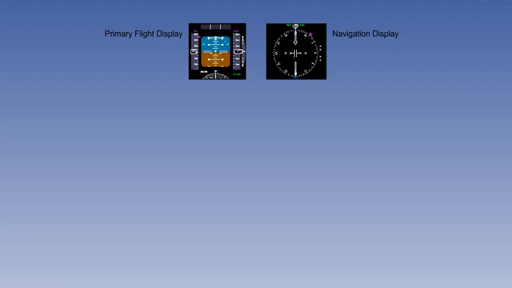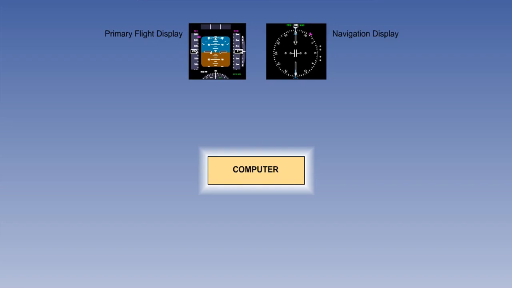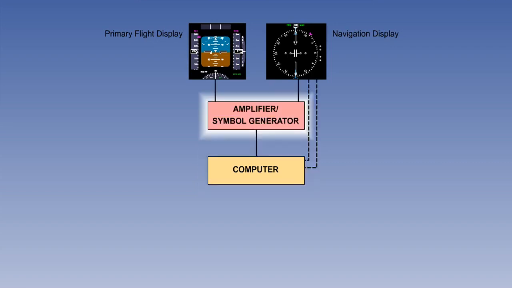We have already discussed the displays used by the flight director system. Now let's look at the components that provide the information to those displays. The heart of the system is the flight director computer, which gathers and processes the information. Between the computer and the displays is an amplifier or symbol generator. The amplifier will amplify the signals so they can drive motors in the displays. This is used on older systems. The symbol generator generates symbols which are then displayed on the primary flight or navigation displays.